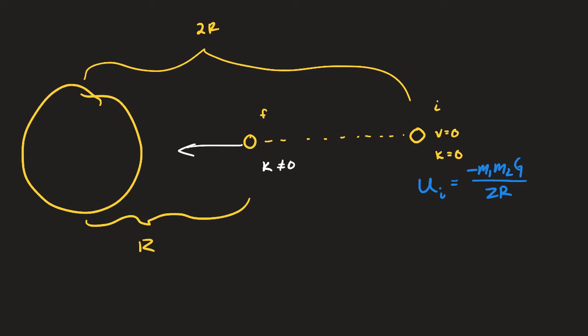But when I make it to my final location, the energy will be the potential final plus kinetic. Correct? Now, folks, this is the crux. This is what you should pay attention to. Kinetic energy can never be negative. The result of this has to produce a positive kinetic energy. And the potential energy here has to be minus m1 m2 g over r. That has to be true.